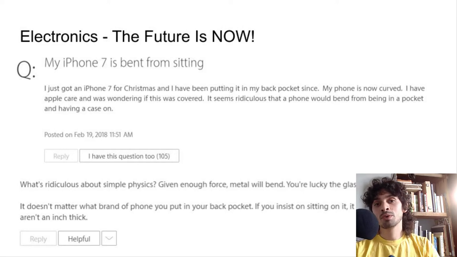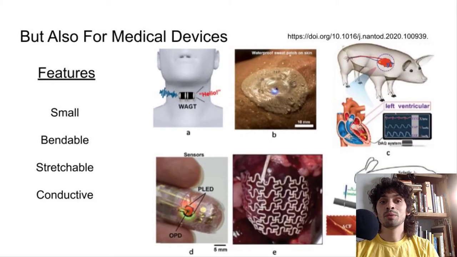But we would like flexible electronics for more reasons than just making a better iPhone. Just imagine what you could do if you had flexible, deformable, and tiny electronics in a medical device, for example. So, what if you put a super deformable small electronic into a device like this? Well, here are a few schematics and a few actual images of medical devices that use this kind of technology or are trying to use this type of technology.